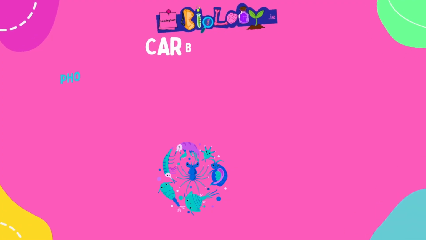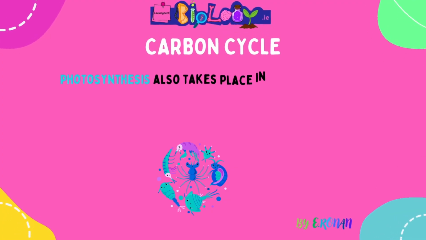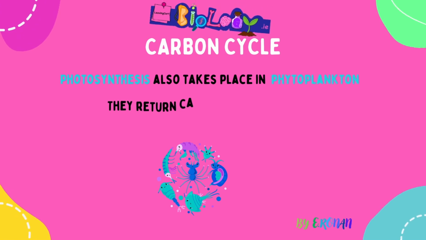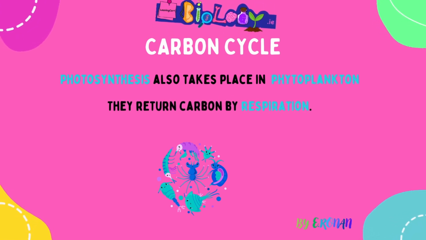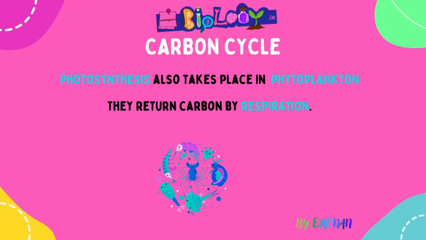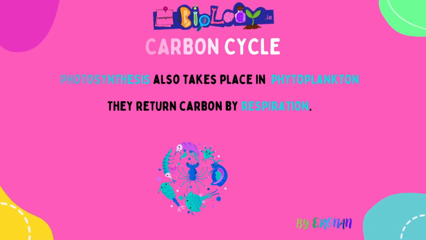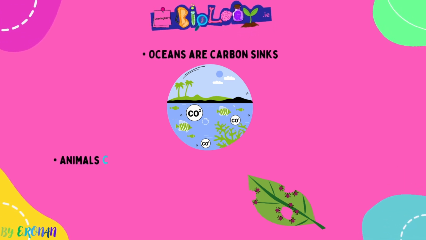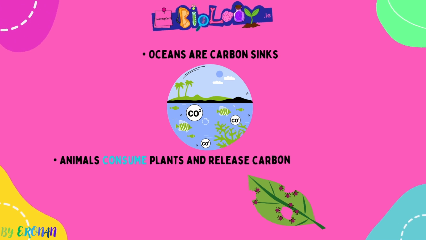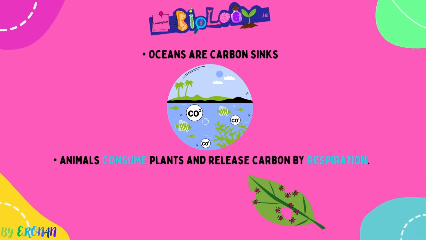So photosynthesis and respiration. Photosynthesis can also take place in the marine algae known as phytoplankton, and they will also return carbon by the process respiration. Remember, respiration is an example of a catabolic reaction as it is breaking down larger molecules into smaller ones. Oceans are known as carbon sinks because they're rich in carbon, and animals consume plants and release carbon by respiration.